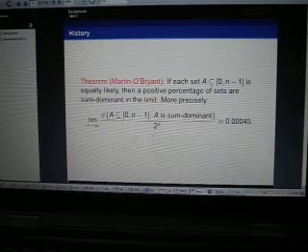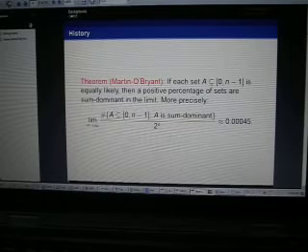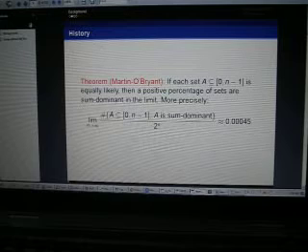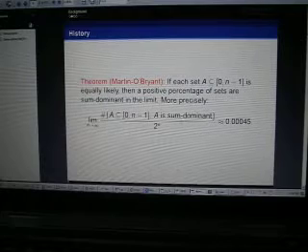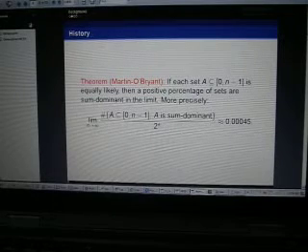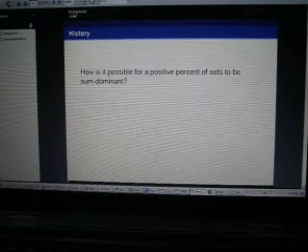Martin and O'Brien proved that Nathanson's intuition was actually wrong if you use the uniform counting of all sets. So if you look at all elements from 1 to n as being equally likely to be in A, then a positive percent of all sets are actually sum dominant in the limit. Numerical and other heuristics suggest that the percentage of sum dominant sets is about 0.00045. Though small, it is non-zero.